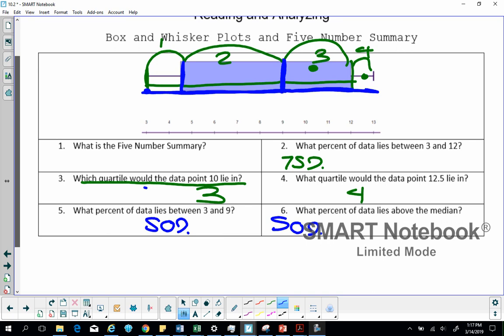Why don't you guys try the next two on your own, and once you're done, you can get started on your Delta Math. Your Delta Math looks like this, and I'll put it in for strategies again if you want to bring that grade up.